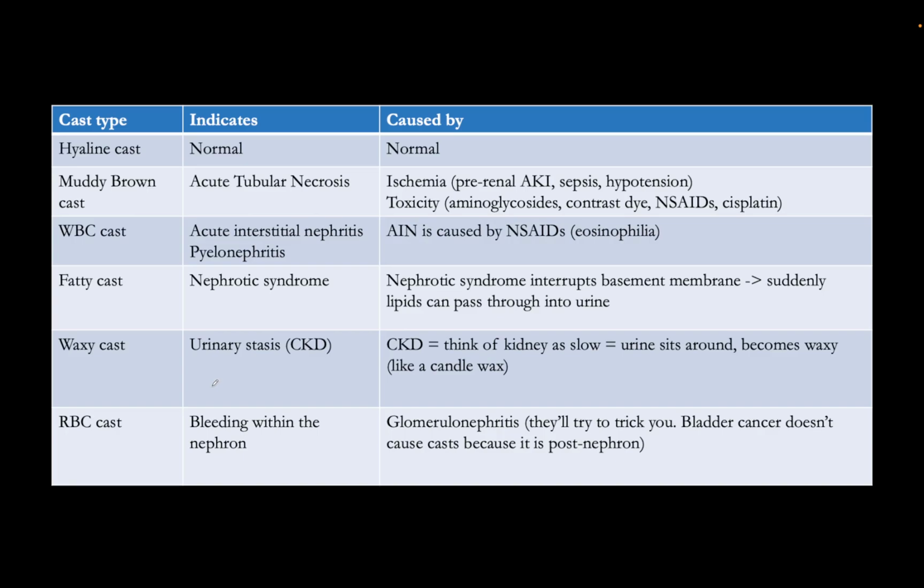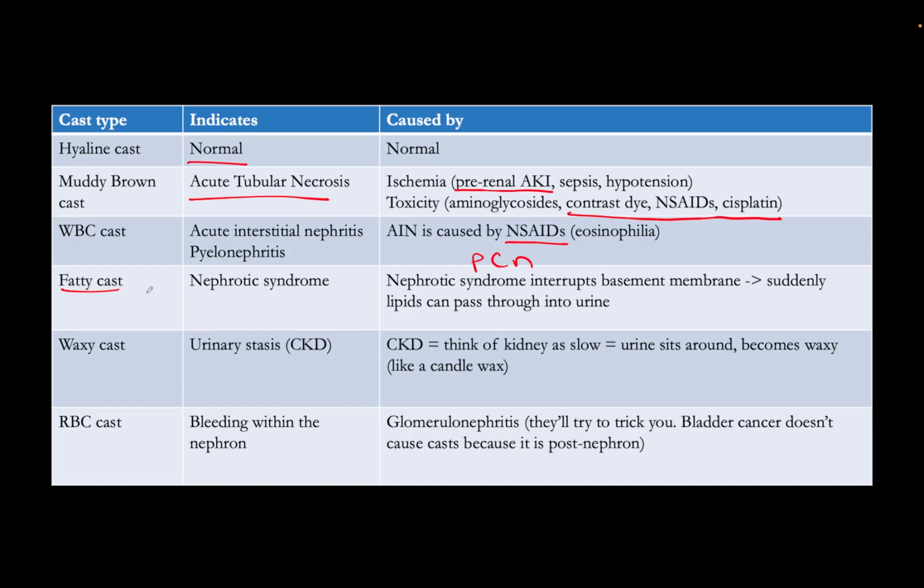So just summarizing, hyaline casts are normal, muddy brown casts are acute tubular necrosis, and you need to be able to think about why it could have happened. So the most common cause is from a prerenal AKI that progresses and causes ischemia, but you can also have maybe contrast dye or cisplatin. Acute interstitial nephritis, that's super high yield. It's usually caused by NSAIDs, but also penicillin antibiotics.